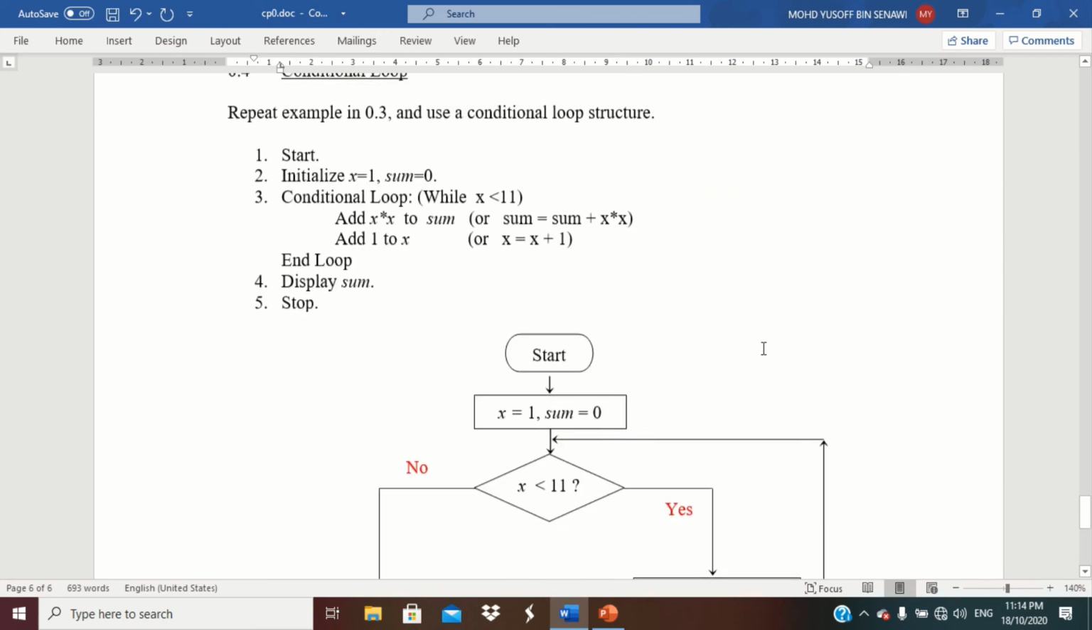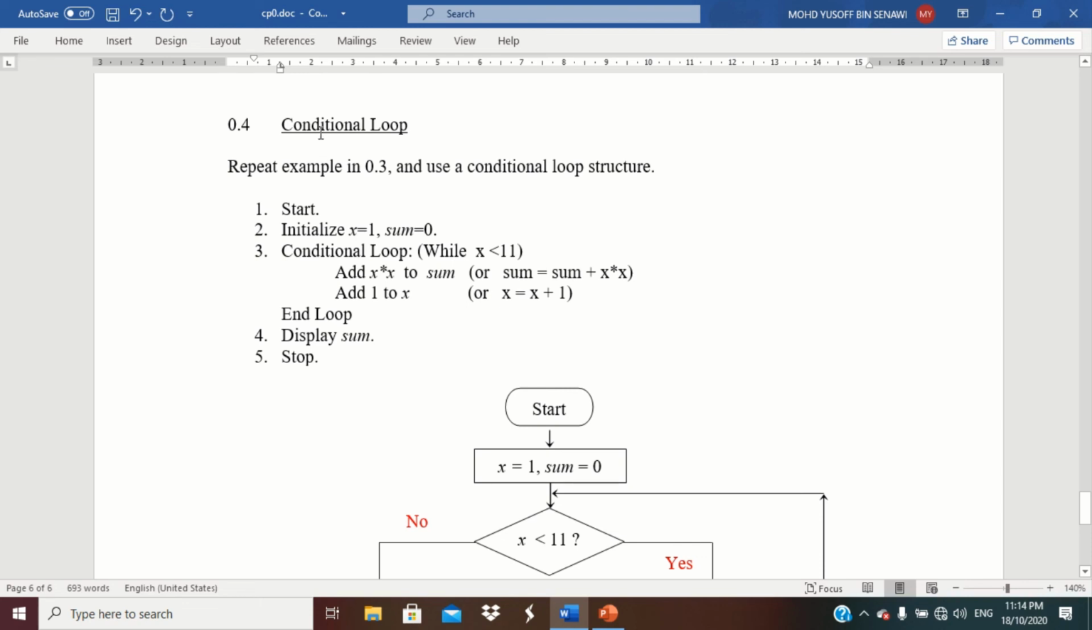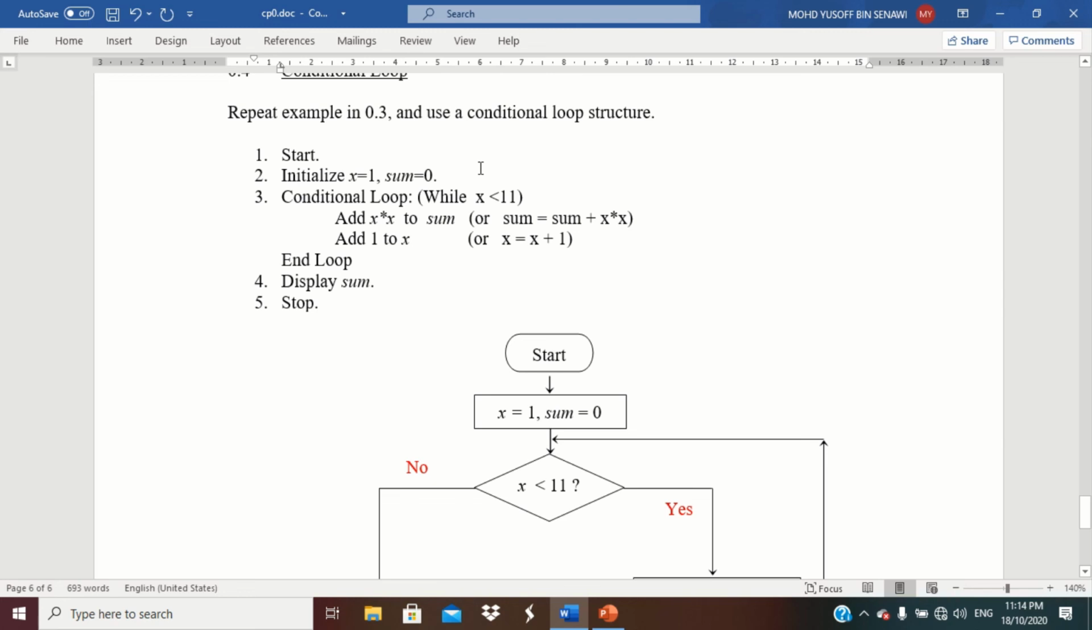And finally, for the same problem, we will use conditional loop operation. Start, initialize x to 1, sum to 0. We say here conditional loop in the bracket. The loop continues as long as x is less than 11. So inside the loop, increment sum by x squared, increment x by 1. When this is true, perform this operation. When this is false, out of the loop, end loop. At the end, we display the cumulative sum.